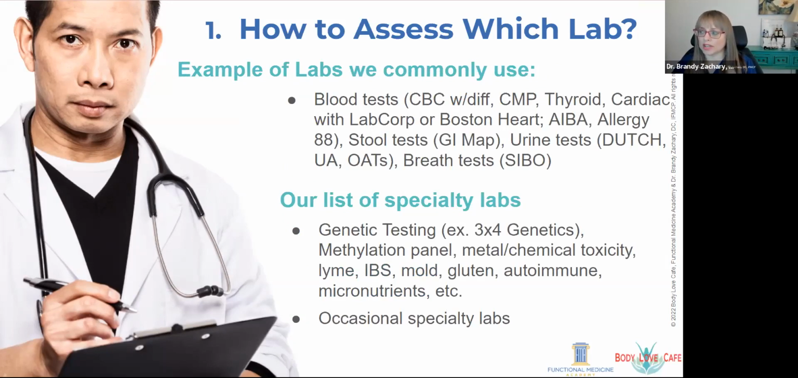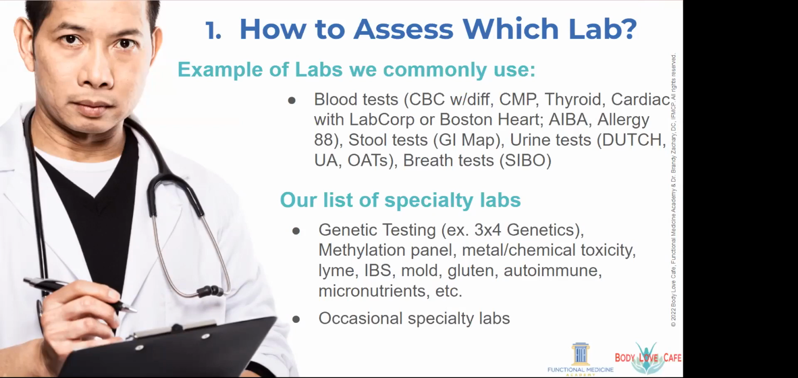This may or may not be your case, but this is what we commonly use. Blood tests, you know, basic blood labs, and then ABA stands for Advanced Intestinal Barrier Assessment. That's our leaky gut test. We use Precision Point labs for that. Same with the Allergy 88. Our favorite stool test is GI-MAP.